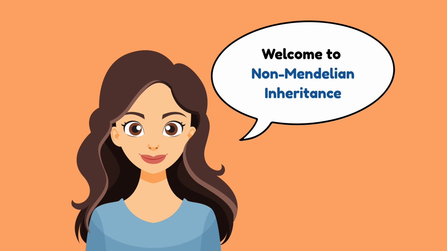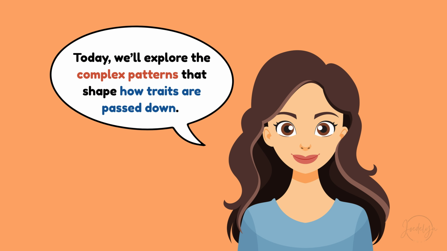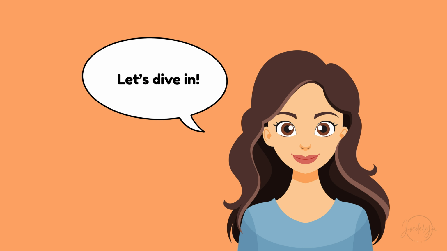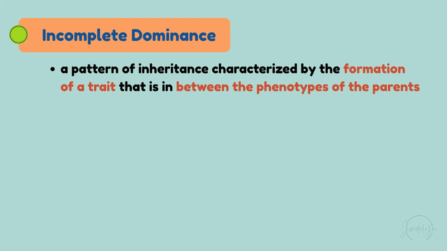Welcome to Non-Mendelian Inheritance, where genetics goes beyond simple dominant-recessive rules. Today we'll explore the complex patterns that shape how traits are passed down. Let's dive in. First, we have incomplete dominance, a pattern of inheritance characterized by the formation of a trait that is in between the phenotypes of the parents.